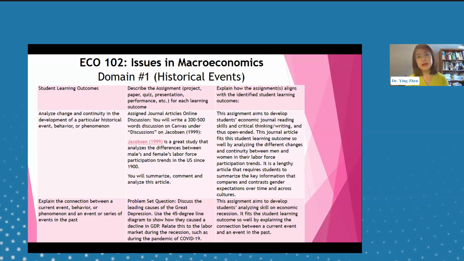Yeah, so this is a great study that analyzes the differences between male and female labor force participation trends in the US since 1900. So I asked them to summarize, comment, and analyze this article. This is a lengthy article, but it is highly organized, so I think it's very appropriate to be assigned to first year, second year college students. And I encourage them to further condense this article and find out the exact reasons that result in the different patterns of men and women's labor force participation trends in the US. So I personally believe this would satisfy this student learning outcome very well.